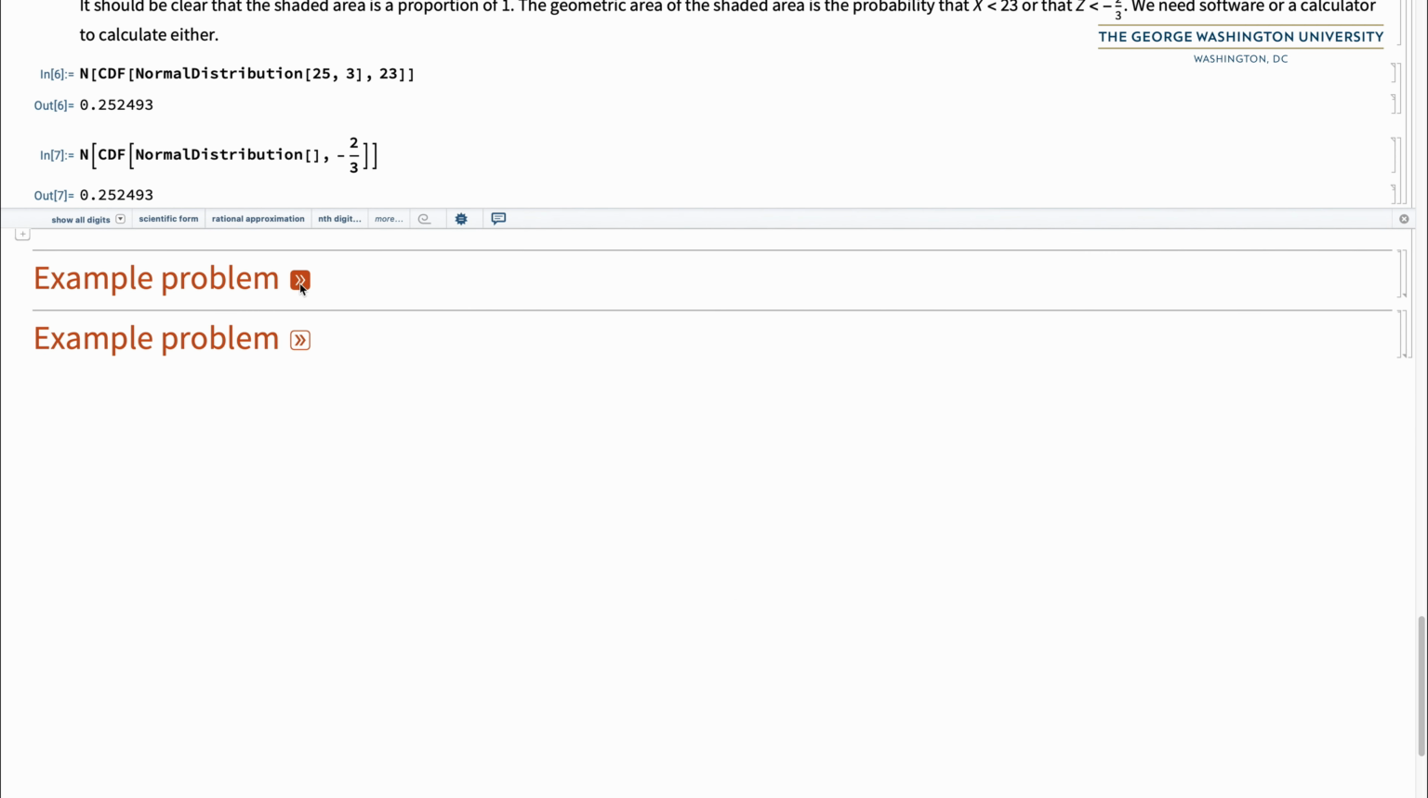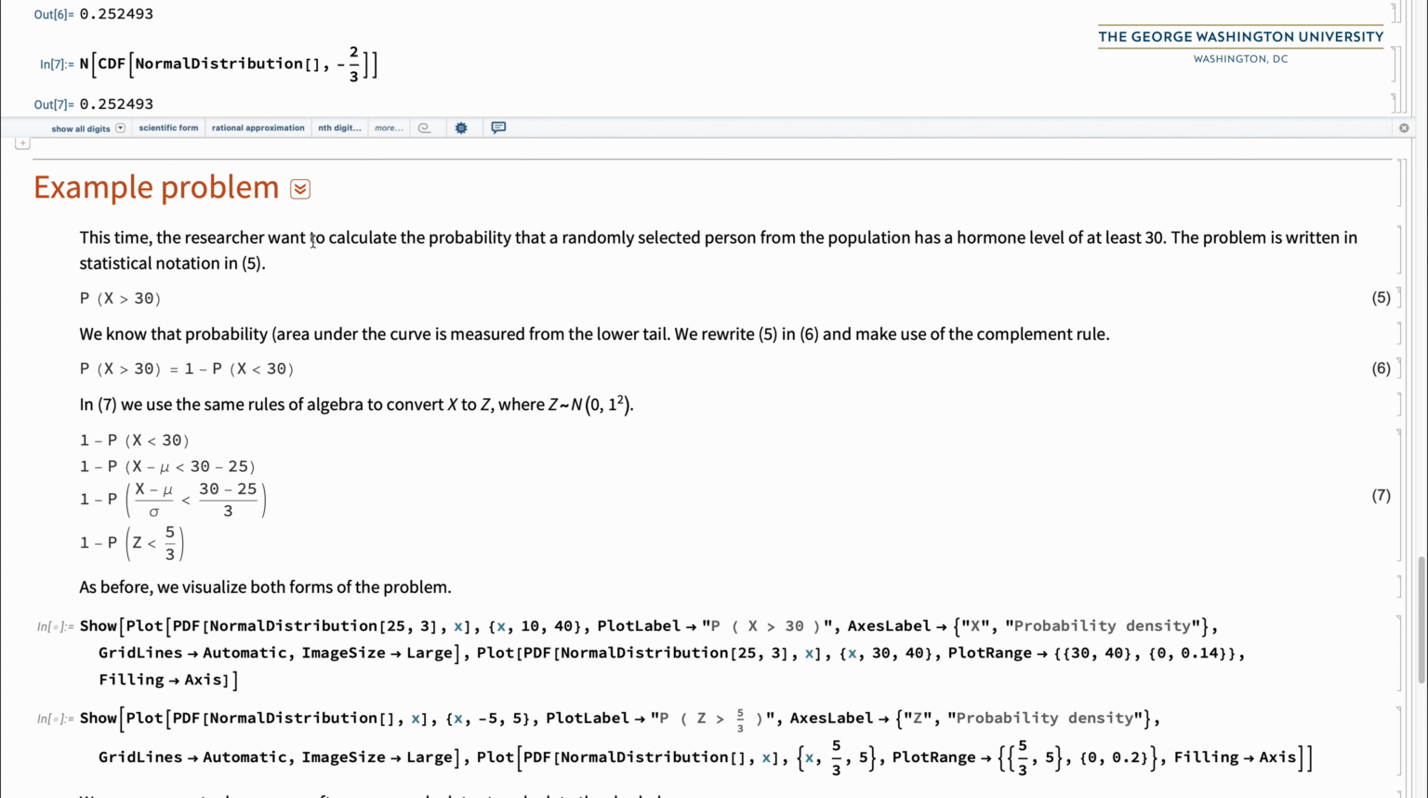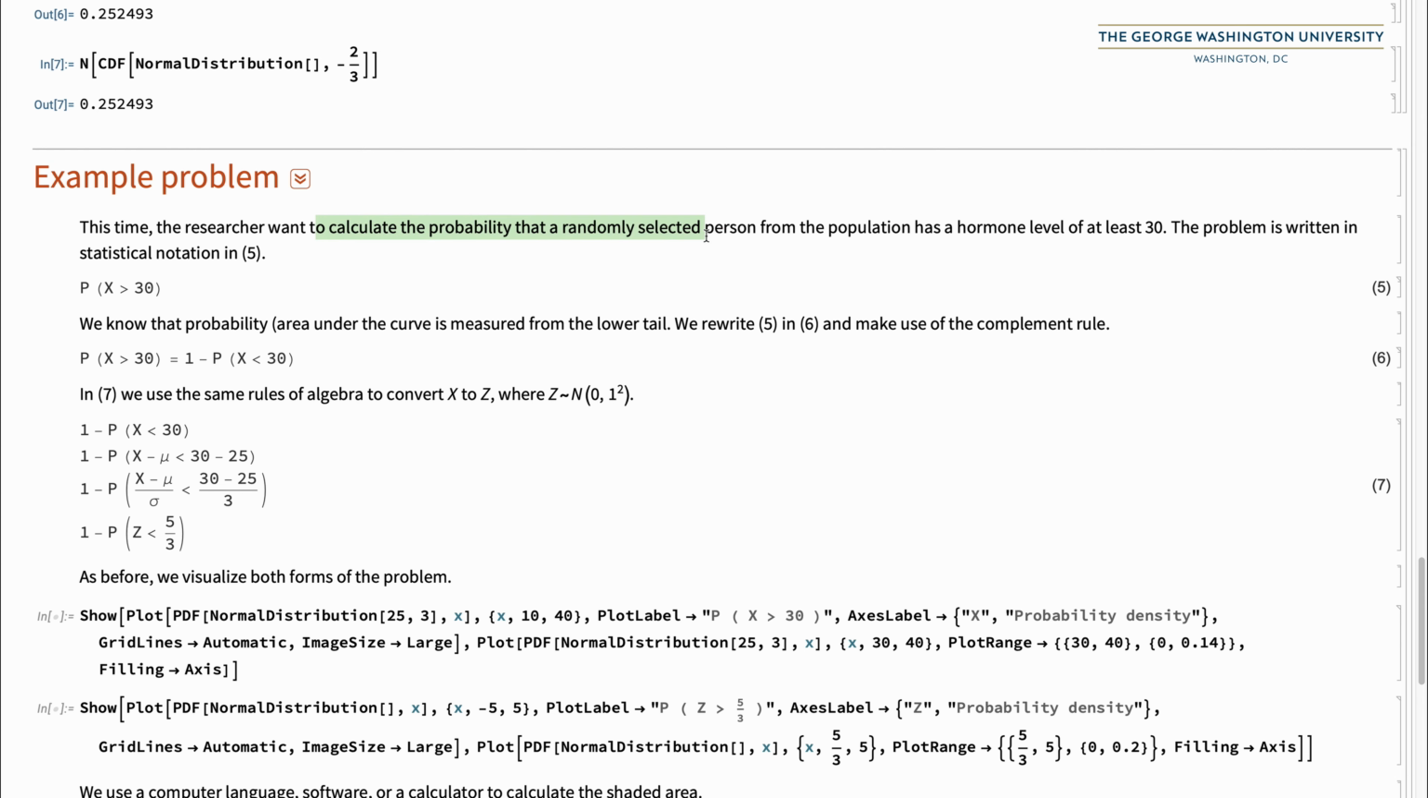Great, let's look at the next problem, which said this time the researchers want to calculate the probability that a randomly selected person from the population has a hormone level of at least 30. We could also say what proportion of the population has a hormone level of 30 or more, given that this specific normal distribution is a good theoretical model of the distribution of these hormone levels. So if we write that statistically, that will be the probability that this random variable is larger than 30.